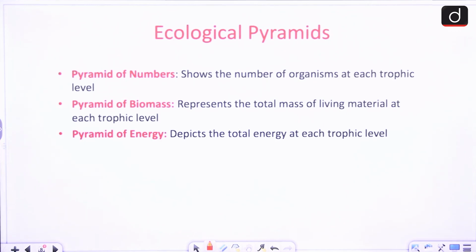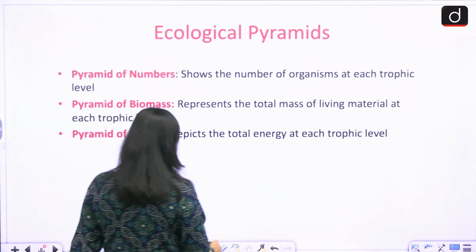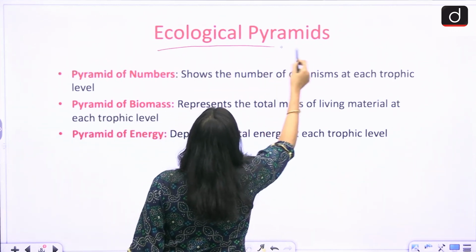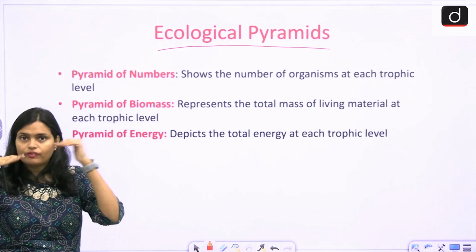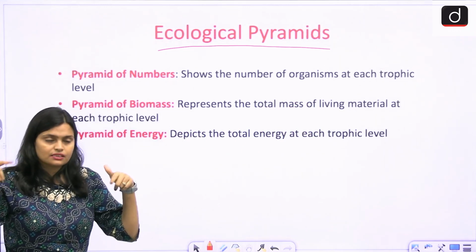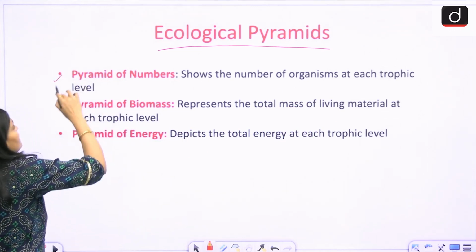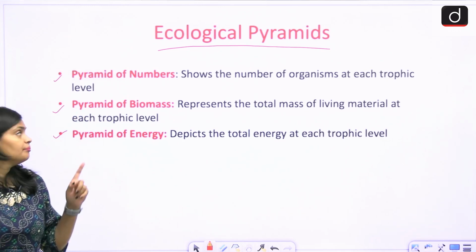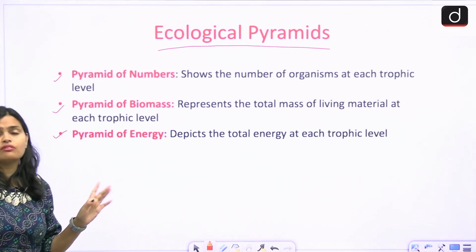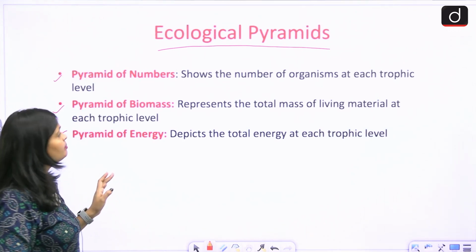Then we have ecological pyramids. Based on that, there are ecological pyramids. You understood the pyramid, right? The pyramid in Egypt, that same shape of pyramid is being talked about. That is the shape of energy flow only. Okay, so based on that we have 3 types of pyramids: pyramid of number, pyramid of biomass, pyramid of energy, right?